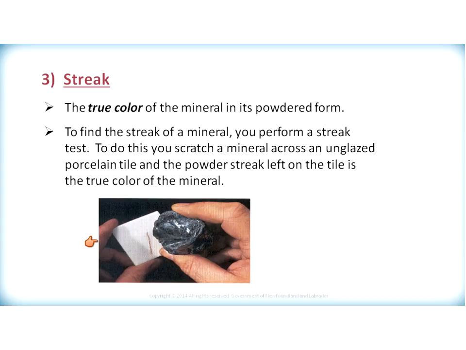If you do not see a streak left behind on the unglazed porcelain tile, then the mineral may be harder than the porcelain tile and may not leave a streak. Or the powder left behind could be the same color as the tile. So you may want to rub your finger across the porcelain tile and see if there's a white powder left behind. And if there is, then the true color of the mineral would be white.